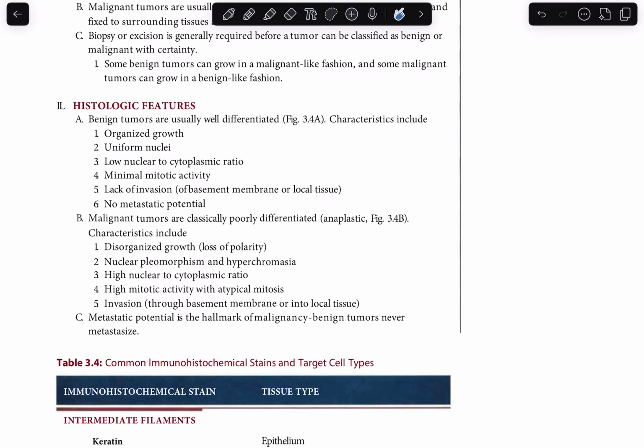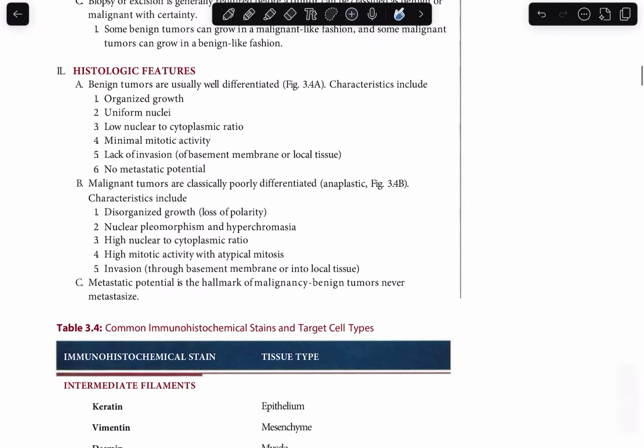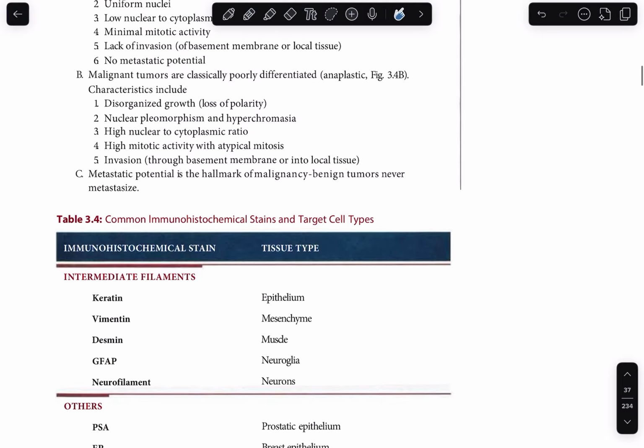Malignant tumors are classically poorly differentiated or anaplastic. Characteristics include disorganized growth or loss of polarity, nuclear pleomorphism and hyperchromasia, high nuclear to cytoplasmic ratio, high mitotic activity with atypical mitosis, and invasion through the basement membrane or into local tissue. Metastatic potential is the hallmark of malignancy. Benign tumors never metastasize.